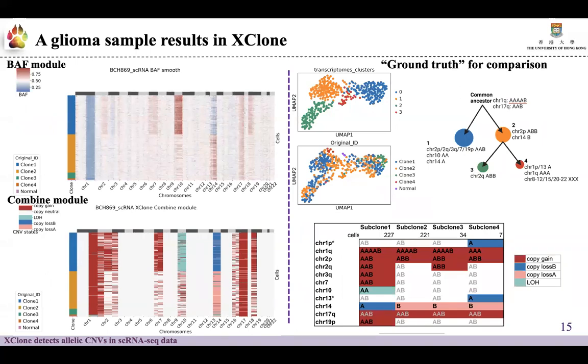We applied XClone to a glioma sample with whole genome sequencing and single-cell RNA sequencing allele information as the ground truth. XClone was able to identify the different allele losses on chromosome 14, matching the reported clones from the whole genome sequencing, while other methods cannot do that.